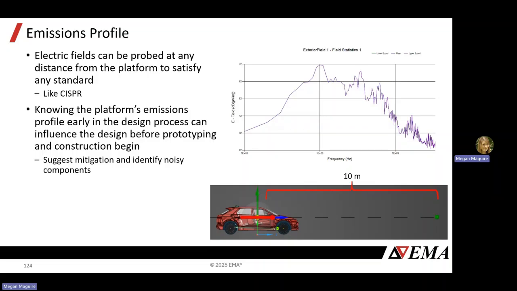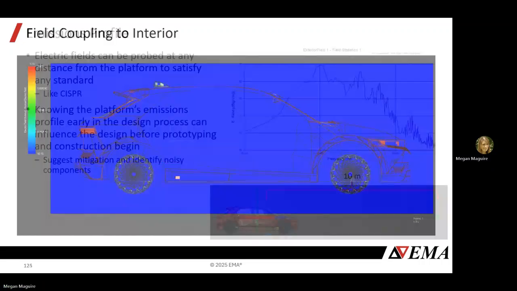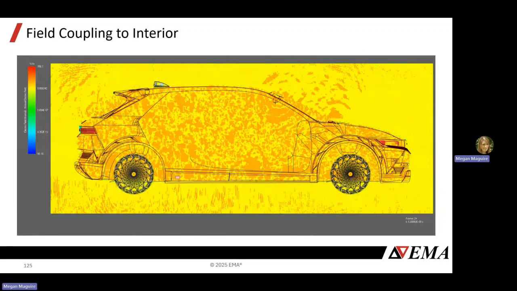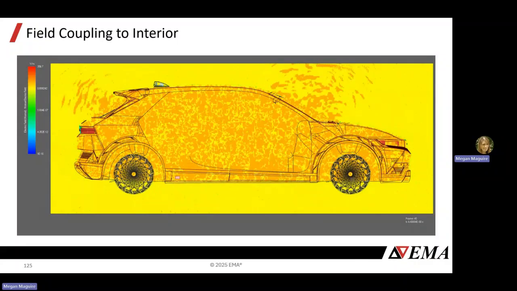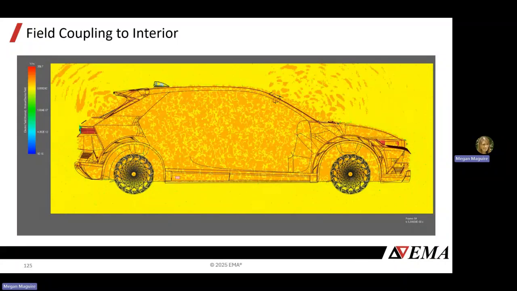One benefit of knowing the emissions profile early on in this design process is it can influence the design before you get into that expensive prototyping and construction phase. So you can also suggest mitigation techniques or identify noisy components that may need more work. And then this would be a case where you have a field coming in from the exterior and looking at how it couples to the interior.